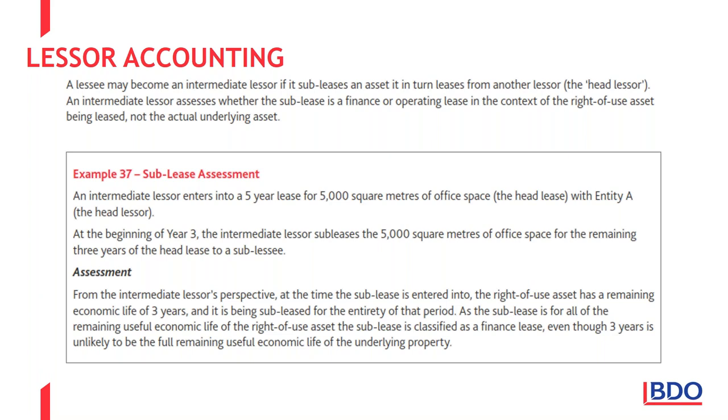And when you then consider your sublease, you will say, I'm subleasing the building for 5 years, my head lease is for 5 years, and therefore I'm subleasing it for the period that I've got the asset. So it's now a finance lease and I have to de-recognize that asset. So I've got a slightly different example here that you can have a look at, but it's important that a sublease arrangement is no longer automatically just an operating lease. You should consider the period of the sublease relative to the period of the head lease.